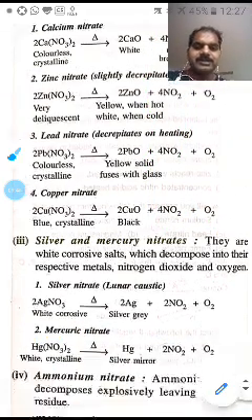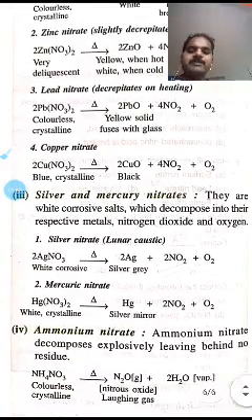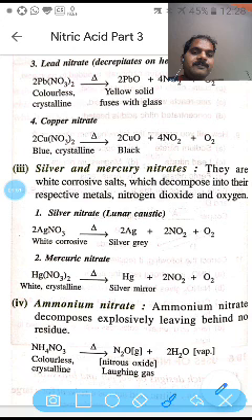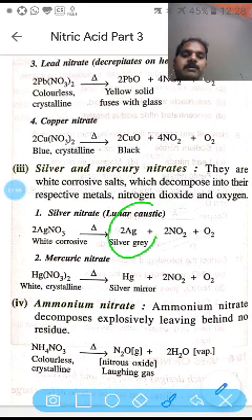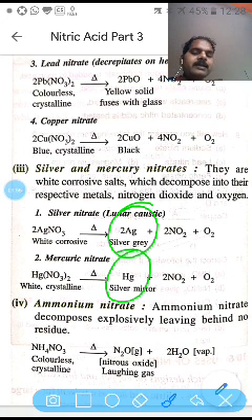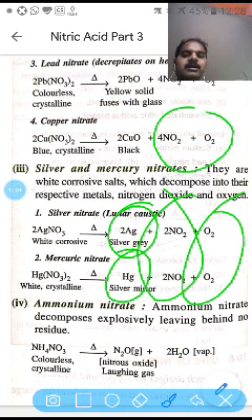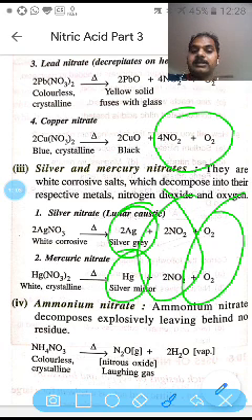Now let's study silver and mercury. Silver and mercury, being below in the metal activity series, decompose to produce metallic silver and metallic mercury along with nitrogen dioxide and oxygen. This is similar to our other metal nitrates that we have seen a little ago. So we have the last one.